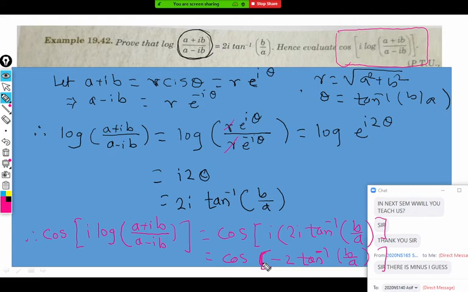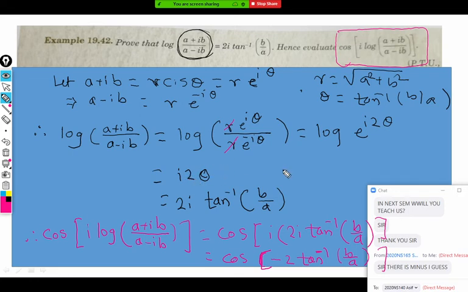But if you want to simplify, because the question says evaluate, it should not be in cosine. First thing you can do is, cos of minus theta is cos theta, is it? So this minus you can remove. Cos of 2 times tan inverse of b upon a. Or, when you keep this in terms of tan inverse b upon a, it may look complicated. You can replace it with theta also.